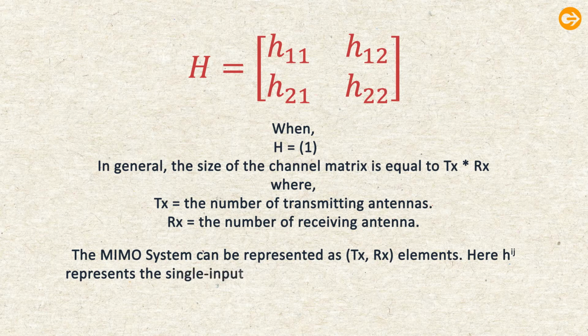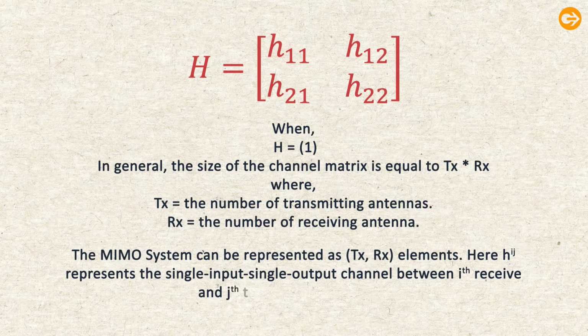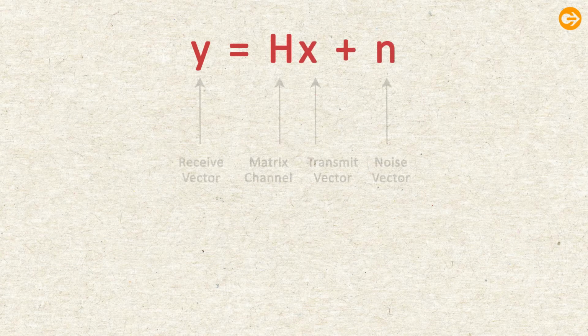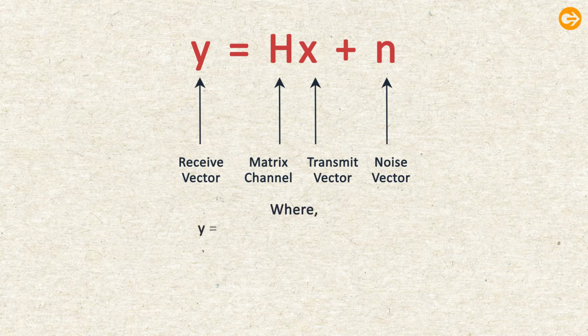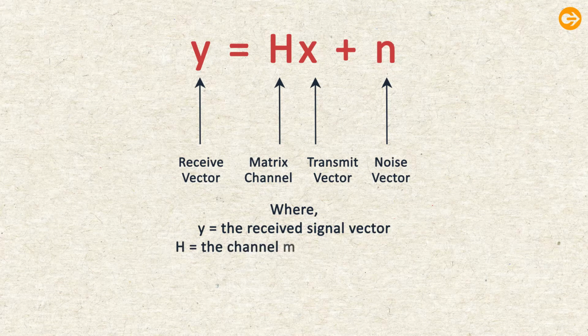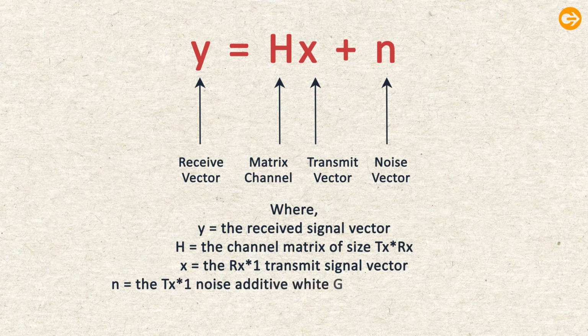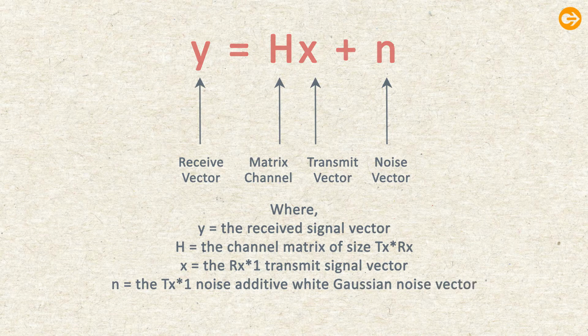Here, Aij represents the single input, single output channel between ith receive and jth transmit antenna pair. Mathematically, MIMO system can be represented as Y is equal to Hx plus n, where Y is equal to the received signal vector, H is equal to the channel matrix of size Tx into Rx, X is equal to the Rx into 1 transmit signal vector, N is equal to the Tx into 1 additive white Gaussian noise vector.